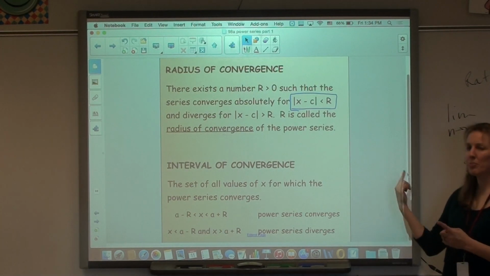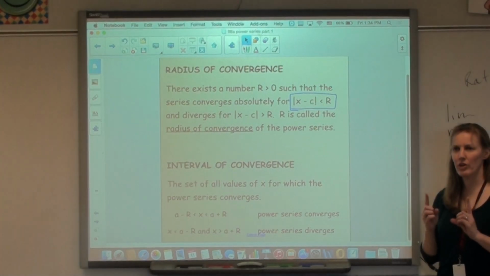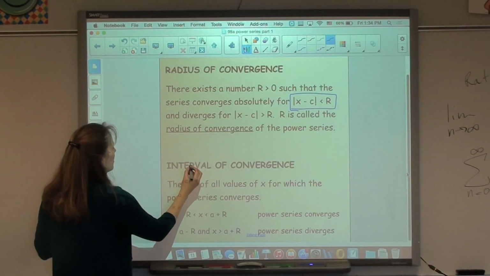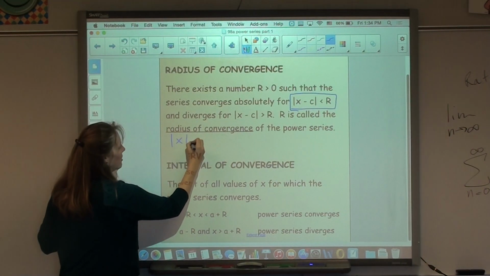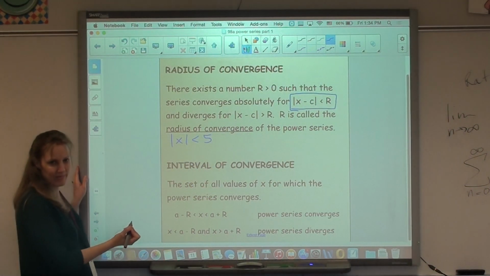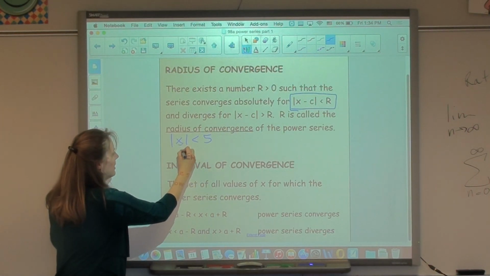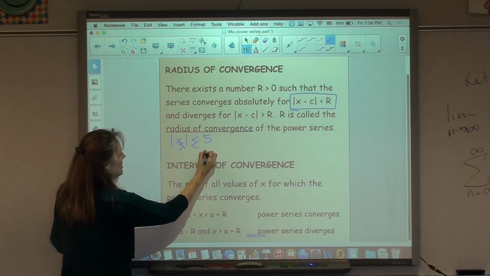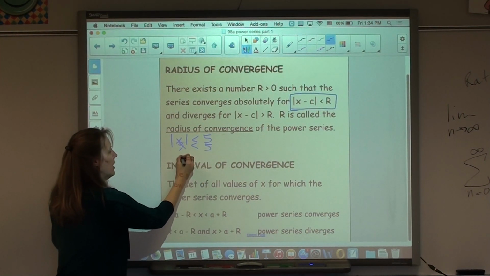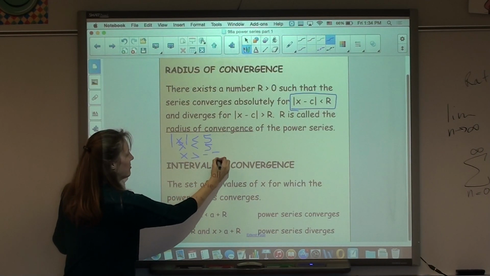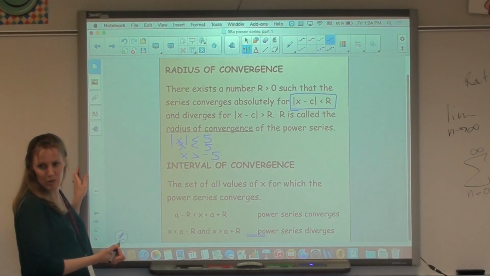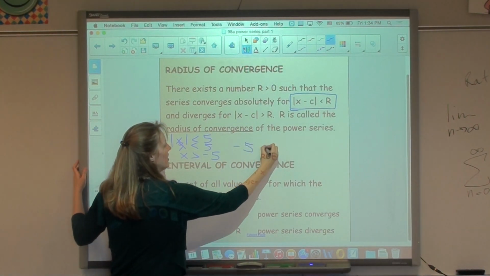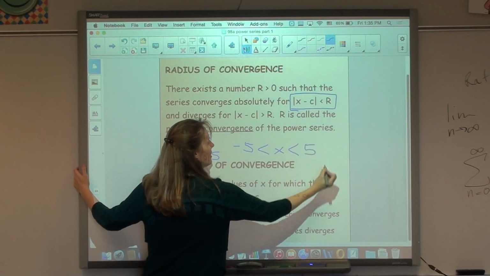Now, before we get into the problems, I want to make sure you know how to solve an absolute value inequality. We're going to do a simple one. Suppose the absolute value of x is less than 5. That means x is less than 5, and x is greater than negative 5. Does that ring a bell? Algebra 1? Okay. So we can write that as negative 5 less than x, less than 5.